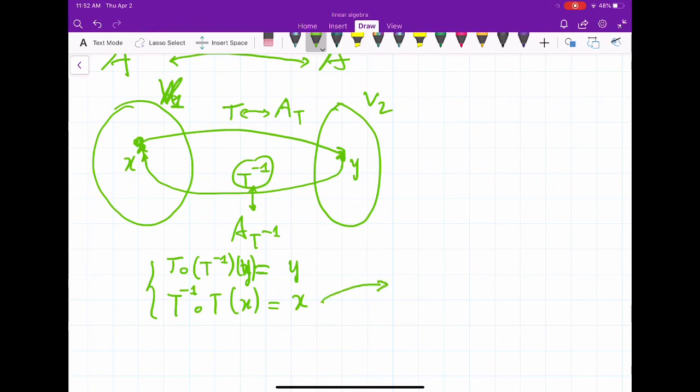And when you apply the second equation with the matrices, you would get the following one. You would get A of T to the negative 1 times A of T equal to 1, meaning the identity matrix.